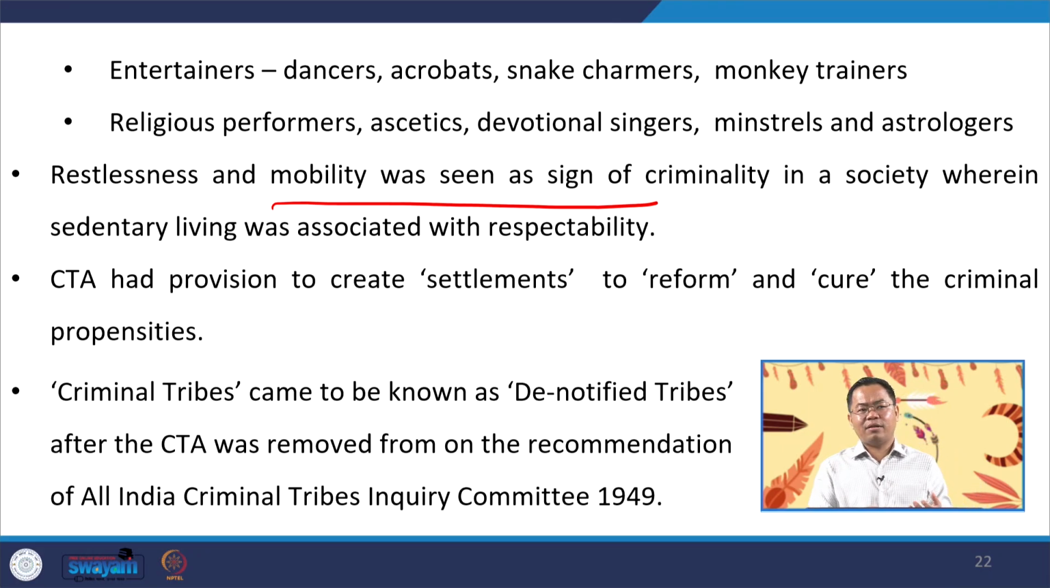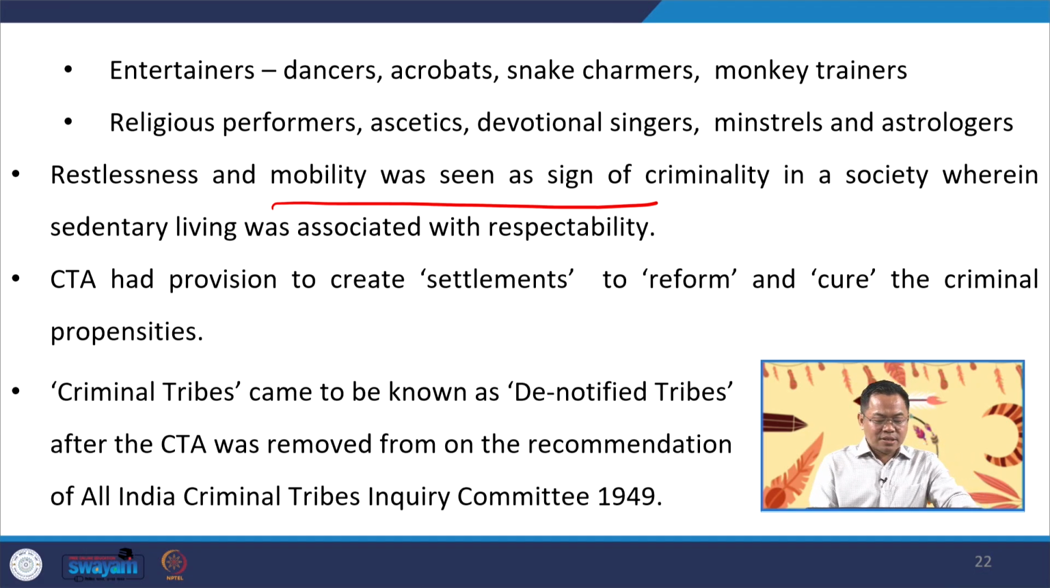Now, we have some communities who are quite semi-nomadic. Even in Uttarakhand, we have communities who are semi-nomadic, and in Jammu and Kashmir as well, who migrated seasonally at times, who migrated according to the changing weather, for instance, right. So for them their way of life is defined by this continual movement from one place to the other.